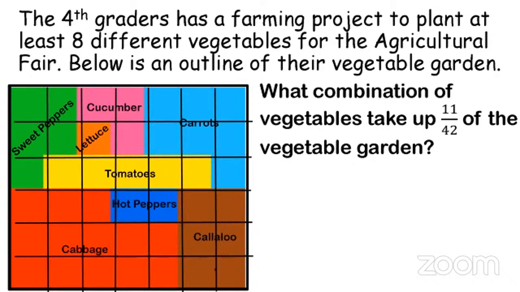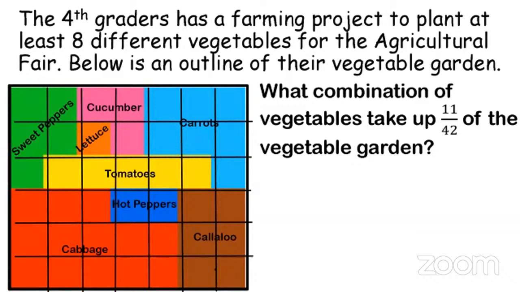I'm seeing persons saying callaloo and sweet peppers. So callaloo has 6 out of 42 plus 5 out of 42 for peppers. So 6 over 42 and 5 over 42 give us 11 over 42. So awesome. Great job. Damel, let me hear from you.